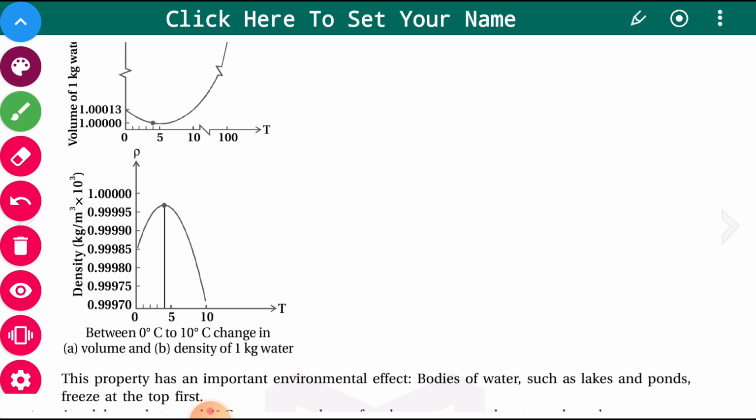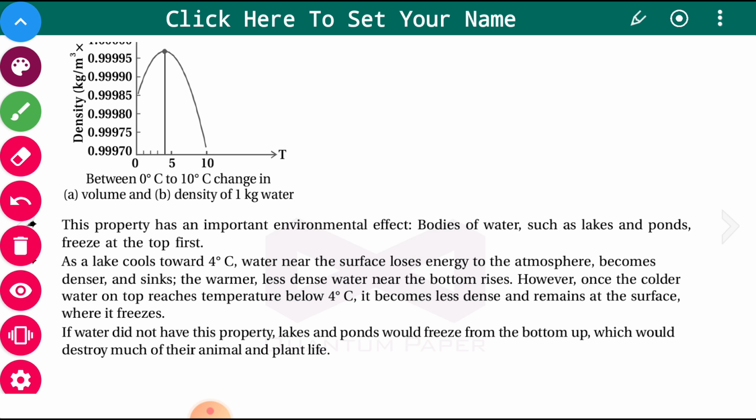This is the graph of density versus temperature, between 0 degrees Celsius and 10 degrees Celsius. Its density increases, at about 4 degrees Celsius it becomes maximum and then it falls. So this is the anomalous expansion. This property has an important environmental effect. Bodies of water such as lakes and ponds freeze at the top first. On the top it freezes. Inside, the water remains at 4 degrees Celsius temperature.